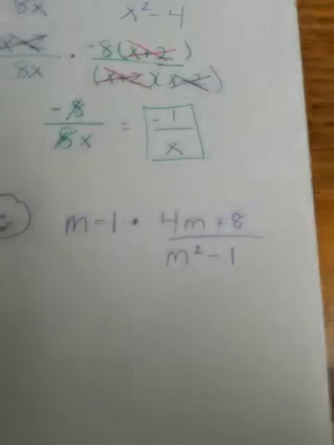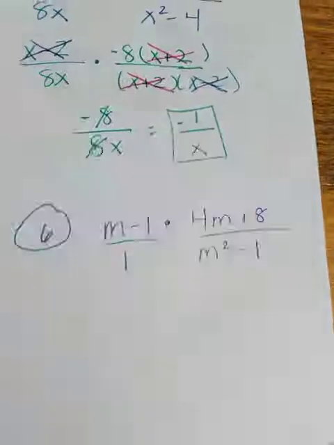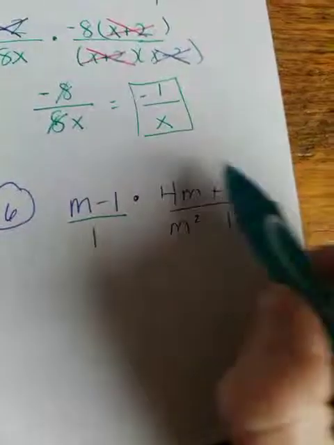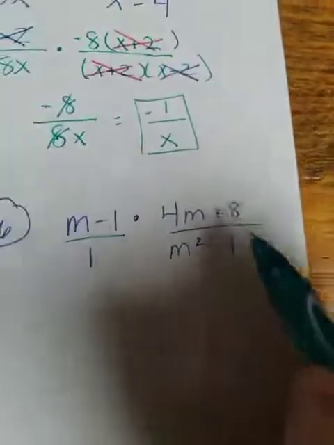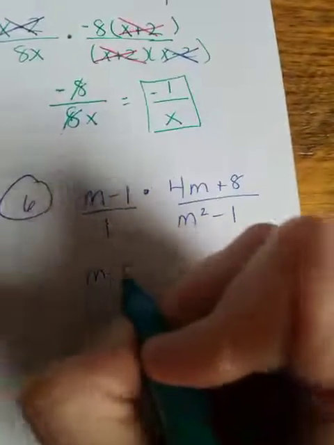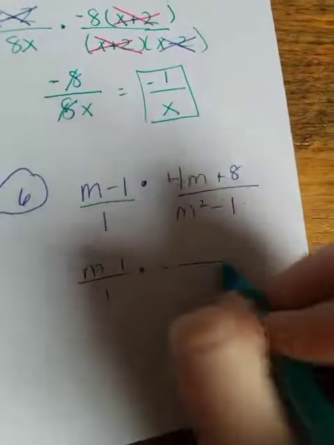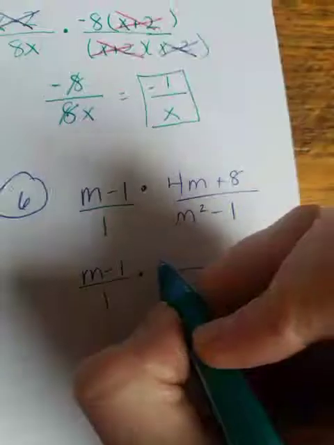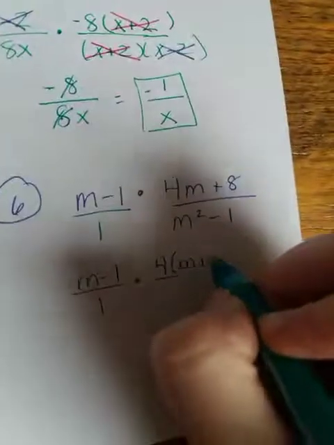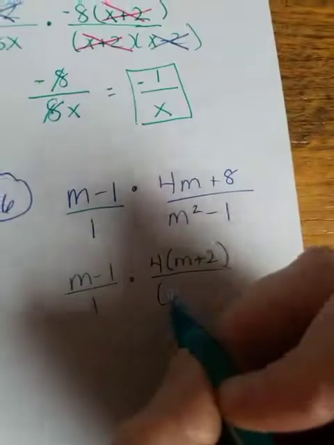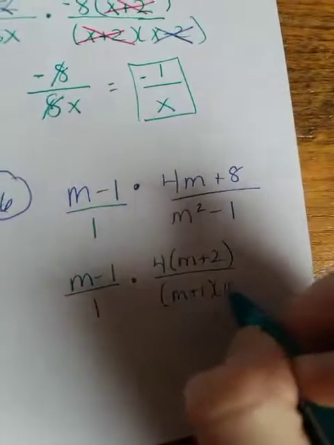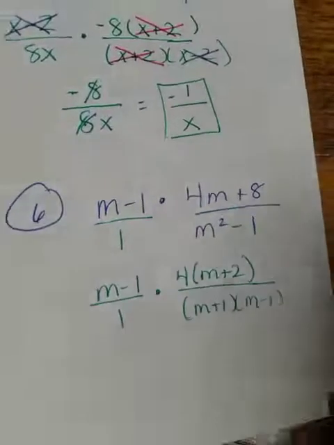Last one for the multiplication, then I'll start a new video for the division one to break it up a little bit. So again, we have just a regular binomial times a rational expression here. So that first one you can't really factor anything, so I'm going to just write it as is. 4m plus 8. You can factor out a 4, and you're left with m plus 2. M squared minus 1, that factors into m plus 1, m minus 1, because it's the difference of perfect squares again. So let's see what cancels out.